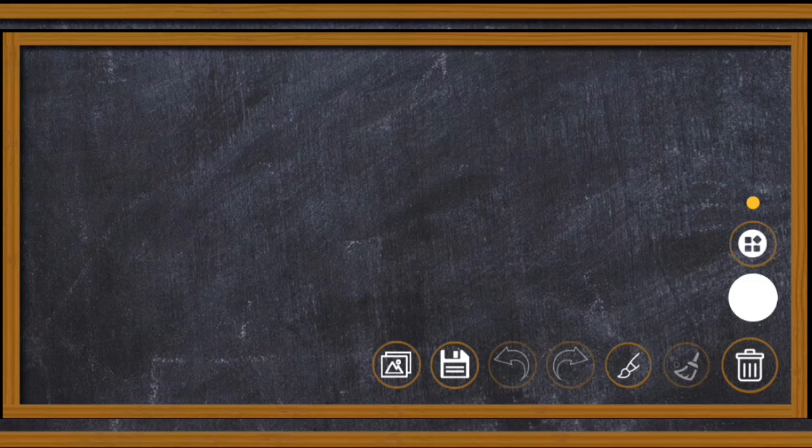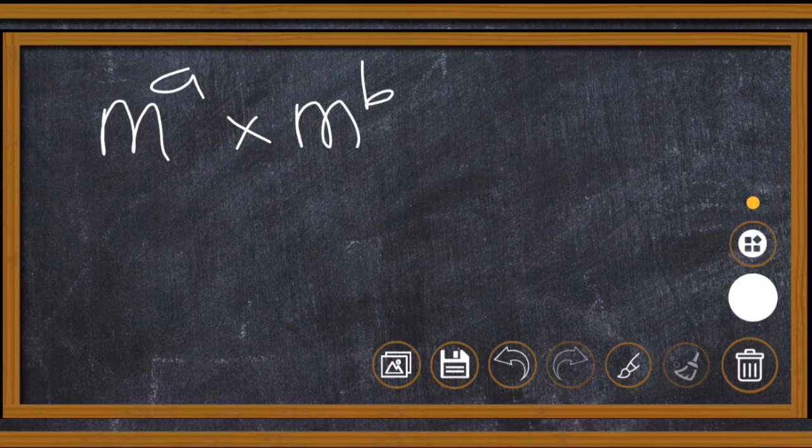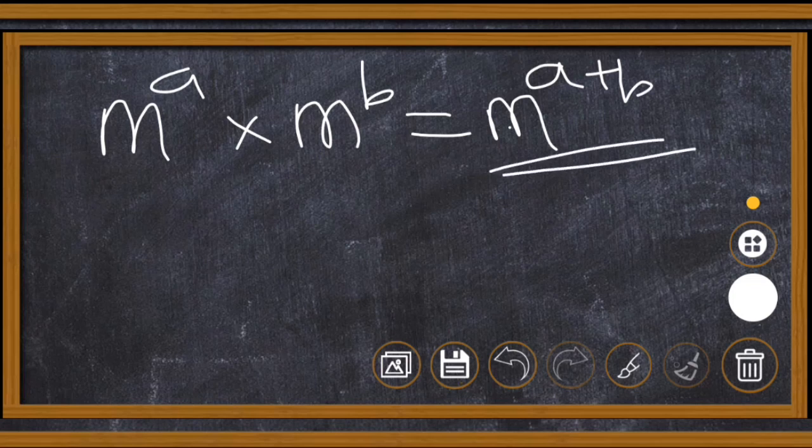According to the indices, when you are multiplying the terms of the same base, you add the powers. Let's say you have m power a multiplied by m power b. When you are multiplying the same bases here, that is m and m, you simply add the powers, that is a plus b. So we just write one base and then add the powers, that is a plus b. Whenever you are multiplying the same bases, you simply add the powers.